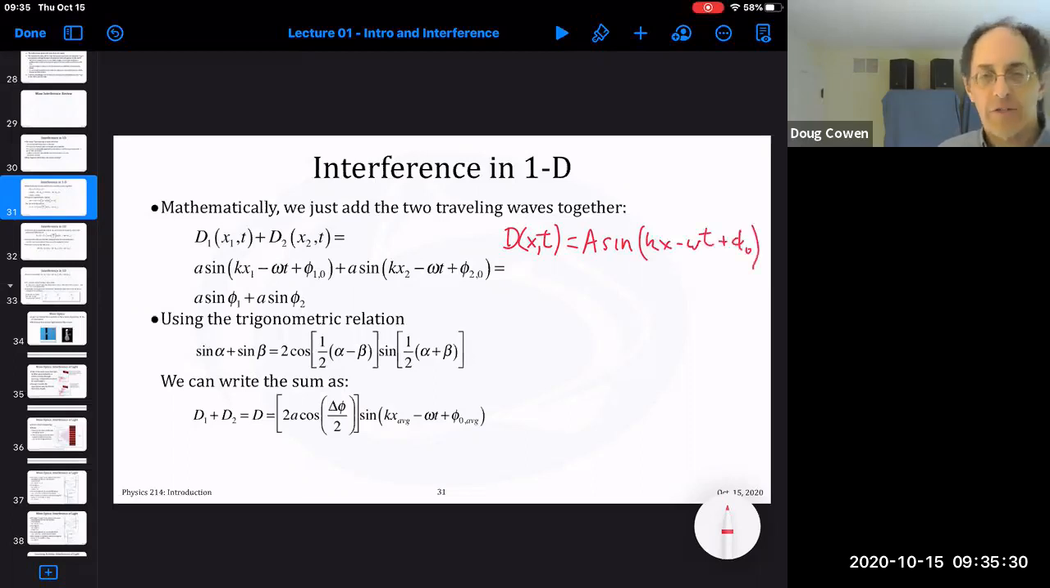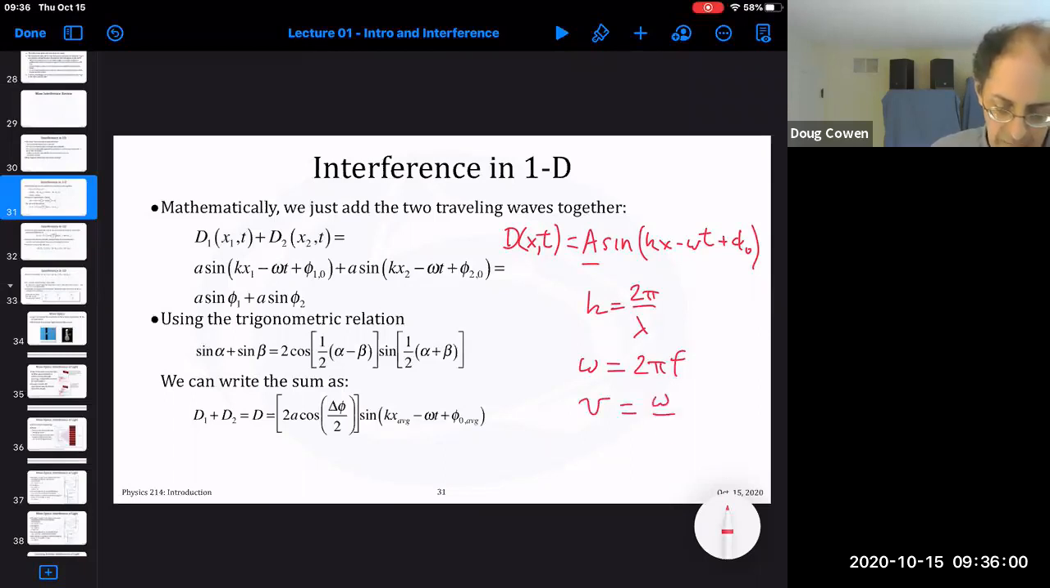And so this expression here tells you the amplitude of this traveling wave. k tells you the wavelength, because it's equal to 2 pi over lambda. Lambda is the wavelength. And omega is 2 pi times the frequency. It's just the angular frequency in radians per second. And the velocity at which this wave moves through space is given by omega divided by k.